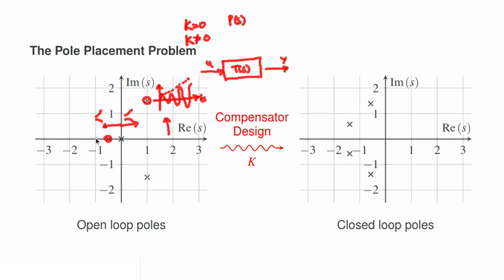However, if we look at, say, this pole, it has negative real part and no imaginary part. So this will contribute a component that is purely decaying in an exponential fashion, something like this.